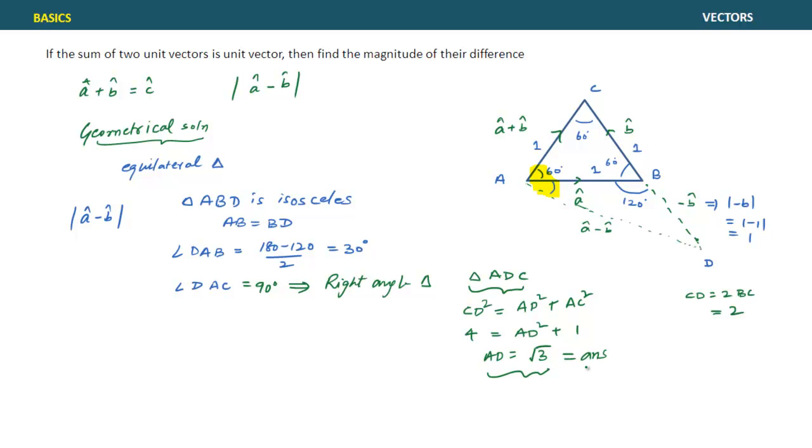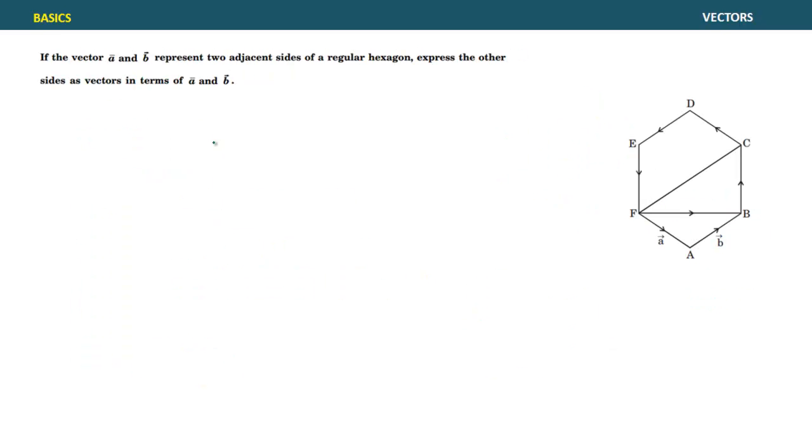This is the answer. As simple as that, without even going for any dot product, you have actually got the answer. And this is how we can use geometry in these kinds of problems. You wanted to find this particular value: modulus of vector a minus b is nothing but your side AD. In the diagram, the side AD is root 3, which is your answer. I hope this problem is clear. Now let's take the other problem.